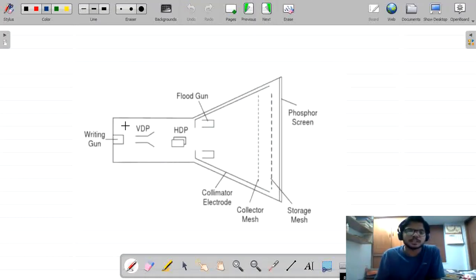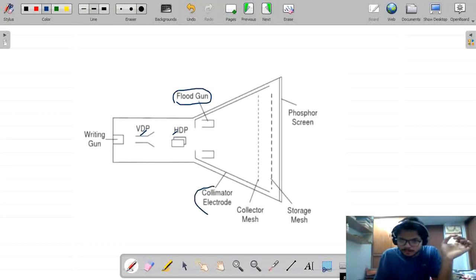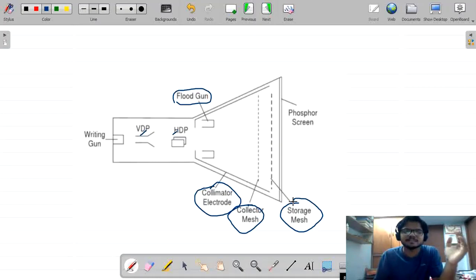Coming to mesh storage, this is the pictorial representation of a mesh storage. It has a CRT plus 4 additional components. In general, a CRT has only the electron gun, vertical deflection plate, horizontal deflection plate and phosphor screen. But in the storage oscilloscope, we have the extra components of a flood gun, collimator electrode, collector mesh and storage mesh. These are the 4 additional components with respect to the CRT, so it forms a storage oscilloscope.